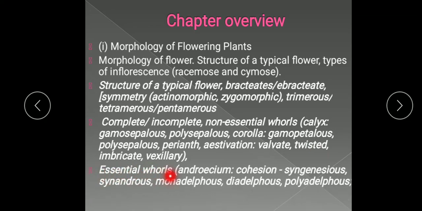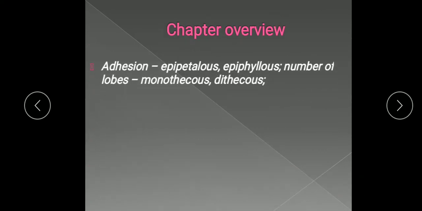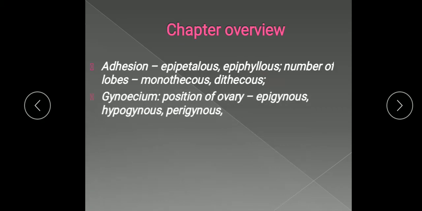Essential whorls are two, that is androecium and gynoecium. Androecium is the male reproductive part. Under this you will study the cohesion of the units of the androecium, that is stamens, and the different conditions, and further the adhesion, that is the attachment of the stamens with the floral parts, and the number of lobes in the anther. On that basis, the two conditions, monothecous and dithecous.